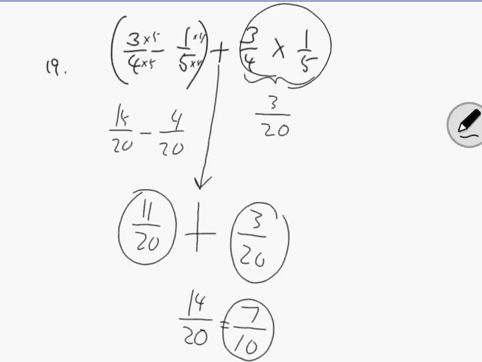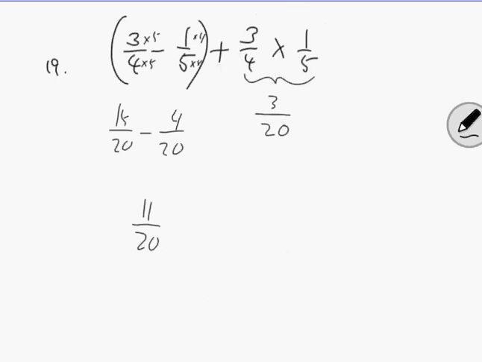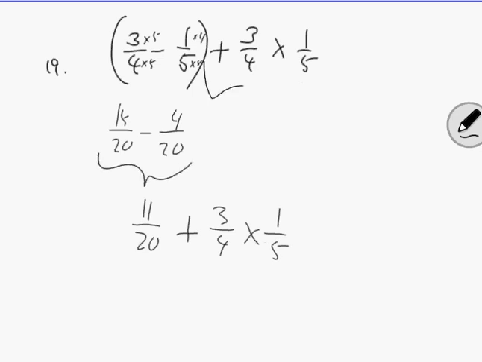But if you think about what this should have looked like, I'm going to go back in time for just 1 second here, because I really should have showed this a different way. Okay, so 11/20 plus 3/4 times 1/5 is really the next line I want to show. I simplified my brackets and I got that fraction. The rest of it came right down. It didn't change position, it stayed right there.